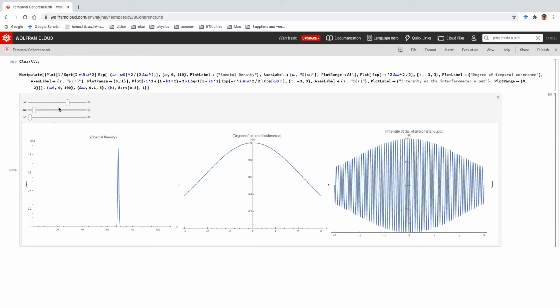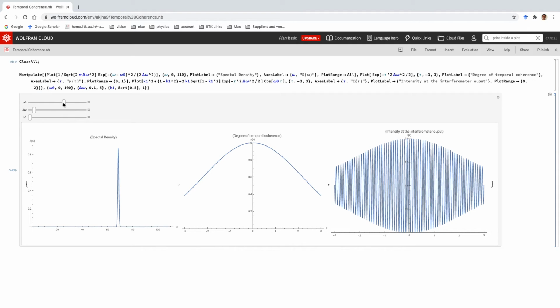So, as we see, if we change the mean frequency, and here I am plotting, this is the spectral density, and that is the degree of temporal coherence function, and this is the intensity at the output of the interferometer. So here this is tau, very tiny, probably you can't see it, hopefully you can. So here this is the intensity as a function of tau. As we see, if we increase tau, we see this sinusoidal variation in intensity, and then we see this overall decrease in the visibility of the interference pattern.